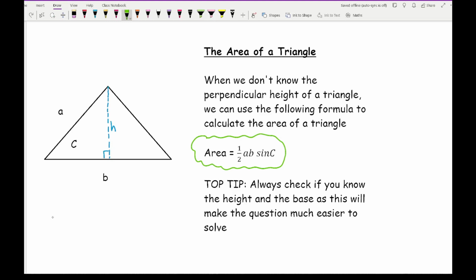So try not to always just think that when you're asked to find the area of a triangle you're always going to use this formula. It should work in all instances, but if you know the height and you know the base, then just go for base times height divided by 2 rather than half ab sine C.